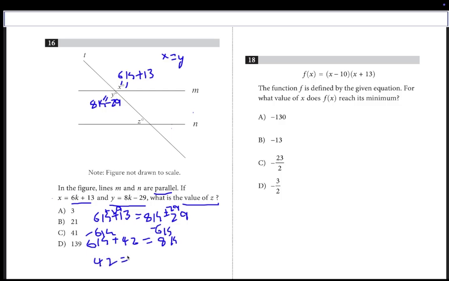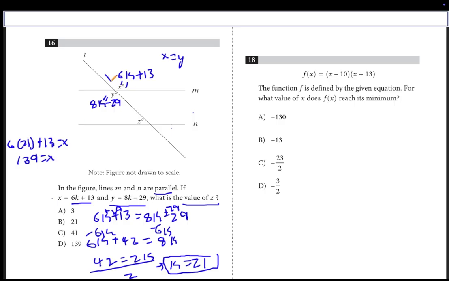42 is equal to 2k. Divide both sides by 2. K is equal to 21. But we're not done here yet. So now we need to input this k value that we found into our equation for x. So now we're going to do 6 times 21 plus 13 is equal to x. 6 times 21 plus 13, that's 139. So 139 is equal to x. So our angle right here is 139.